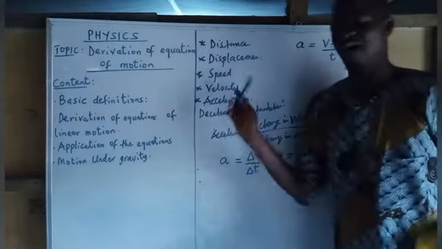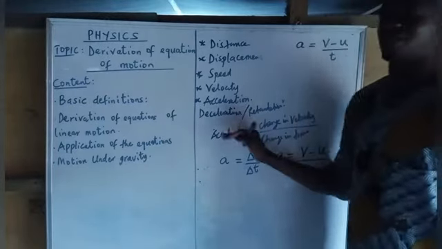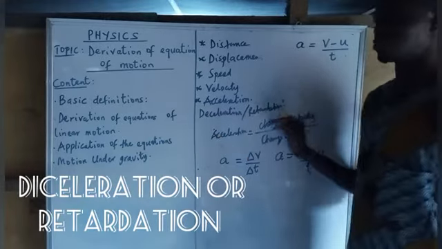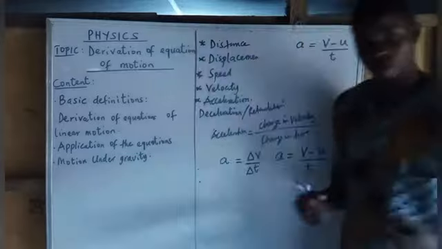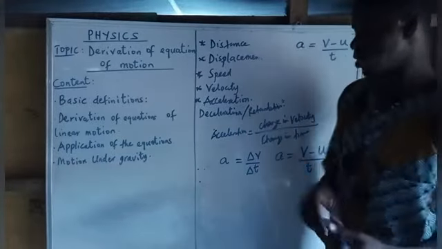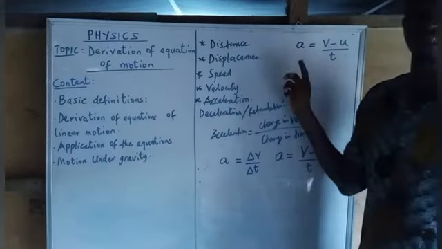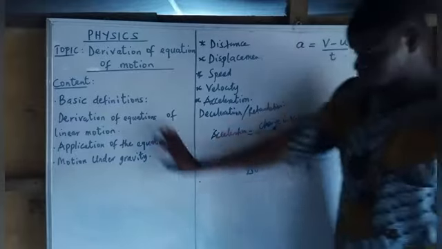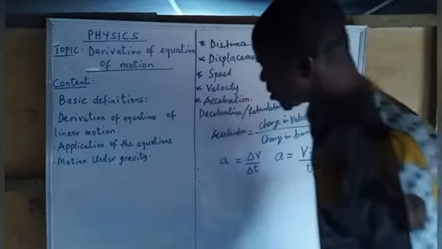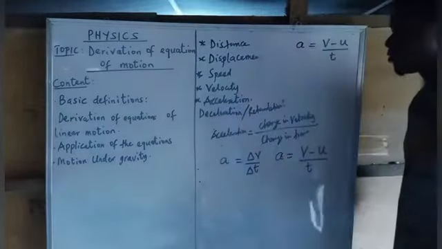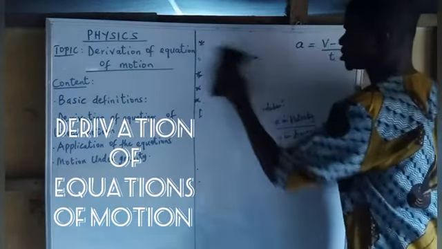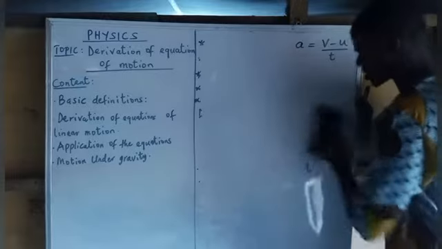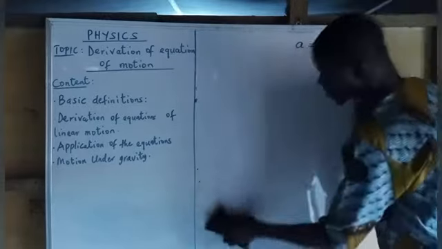The opposite of acceleration is what we call deceleration or retardation. Accelerate means move forward. Decelerate means to reverse, to move backward. So deceleration is just a negative acceleration. Let's now move to the other concept, which is the derivation of equation of motion. Now, to derive the equation of motion, it is based on these definitions that we have highlighted above.